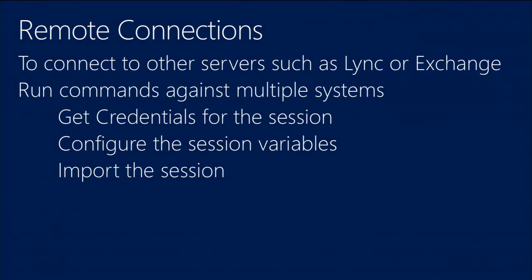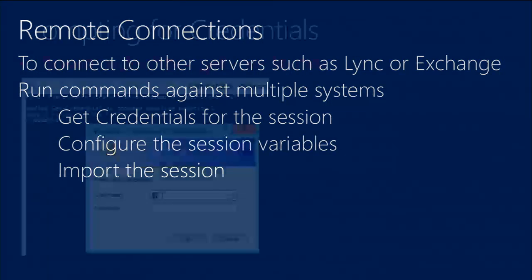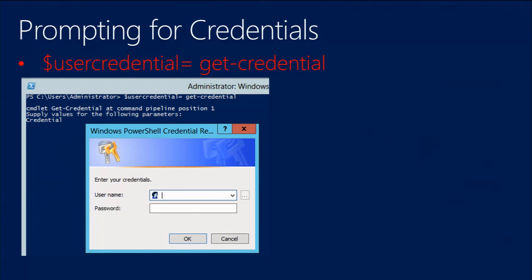So to run remote connections, we need to have credentials first of all. So we're going to have to do a Get-Credential. Then we're going to have to configure our session variables and import the session. So I've got a quick example on how to do this. So first we have a variable, $UserCredential = Get-Credential. So Get-Credential is a nice little pop-up box that asks you for your credentials. And then it stores them in that variable, $UserCredential. And we'll talk about variables again in a second here.